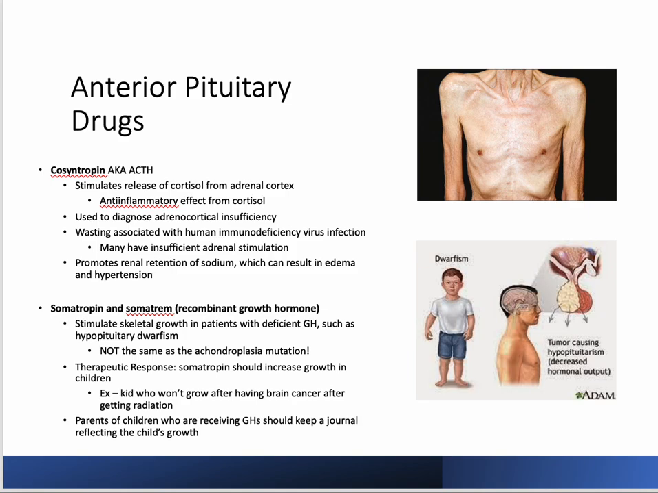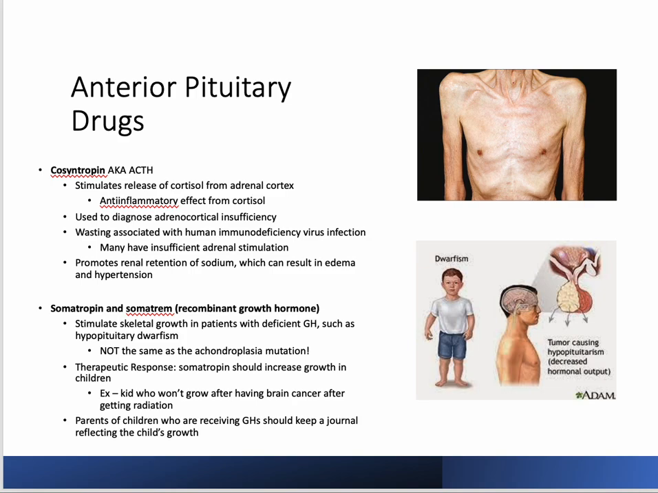Now, synthetic growth hormone is called somatropin. Growth hormone is more than just skeletal growth. Growth hormone is responsible for a lot of processes. Even after you stop growing, you still need growth hormone, okay? But we give recombinant growth hormone to children who have hypopituitary dwarfism. This is not the same as the achondroplasia mutation. The dwarfism that everybody thinks of is actually achondroplasia. It's a genetic mutation, okay? People who have dwarfism due to deficient growth hormone, once we fix the growth hormone, then they will start growing again, okay?